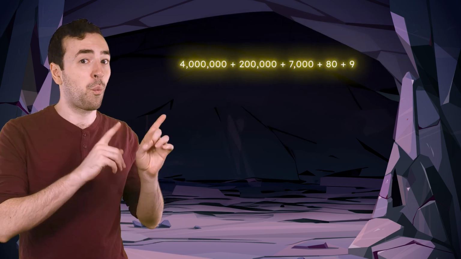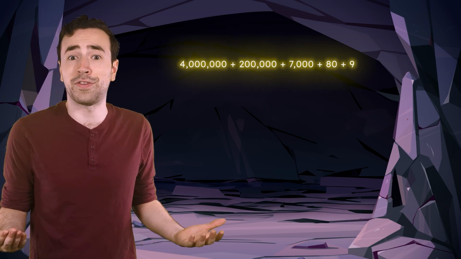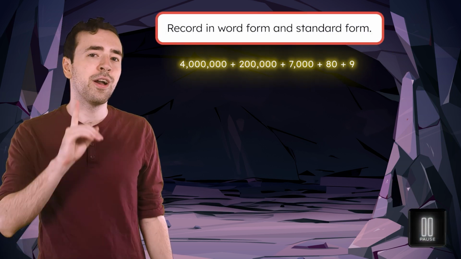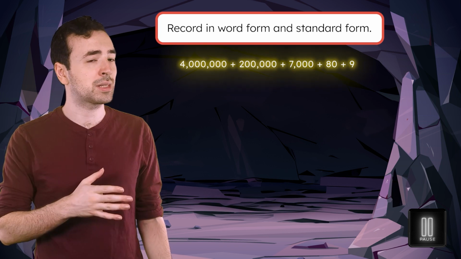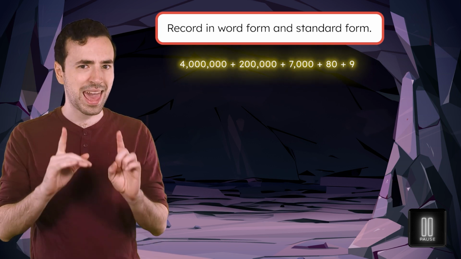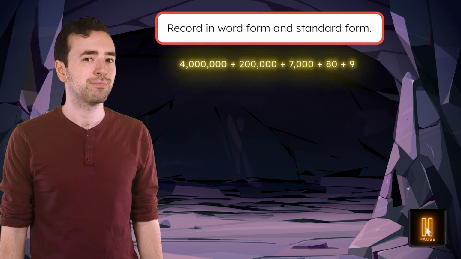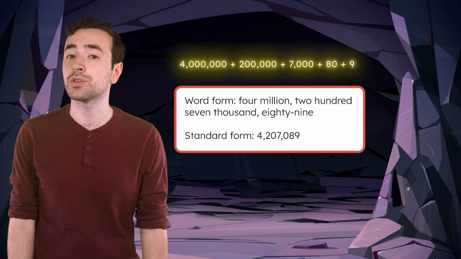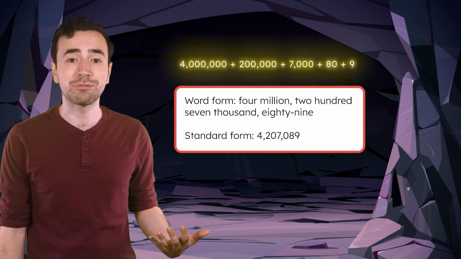Ooh, hold on. There's one last number waiting for us before we exit the cave. Like the cave is giving us a final challenge to practice what we've learned. Pause here to practice recording 4 million plus 200,000 plus 7,000 plus 80 plus 9 in word form and in standard form. We could show this number as 4,207,089, both in words and with digits.